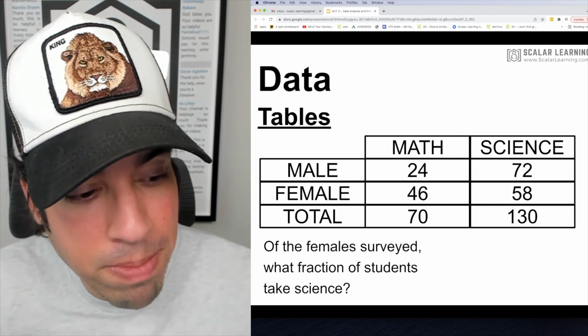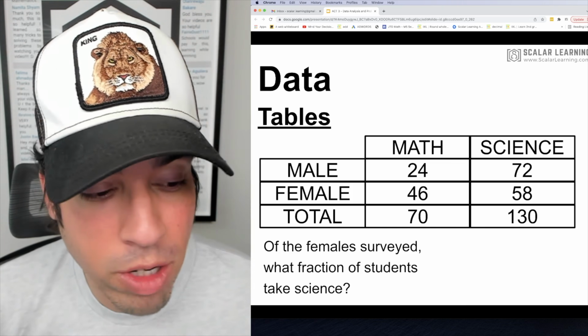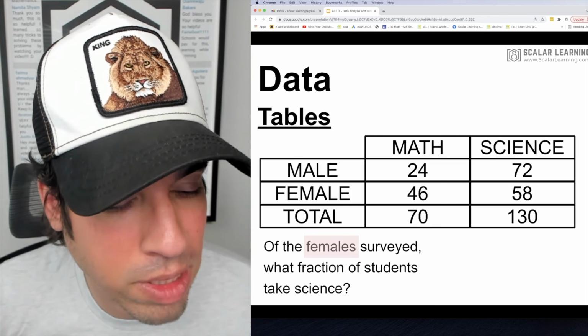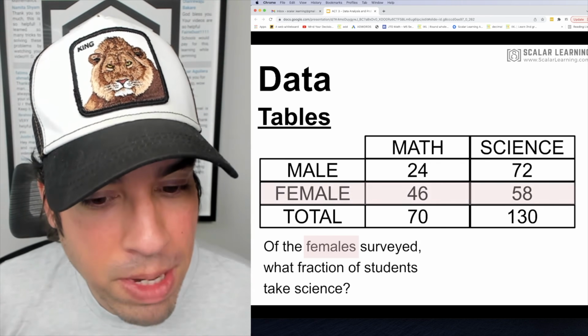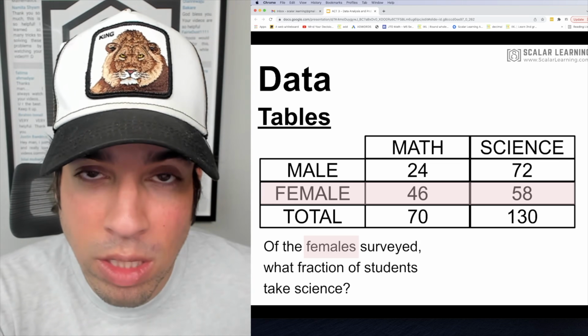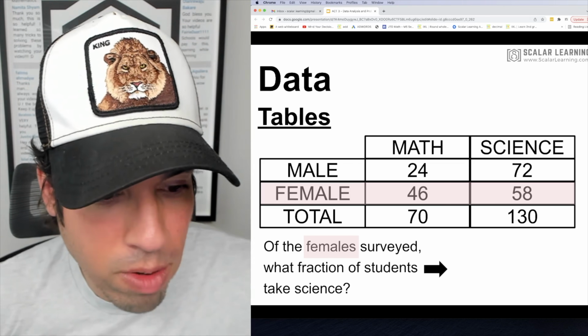So it says, of the female surveyed, what fraction of students take science? That limiting language is very important. When they say of the female surveyed, we are immediately down specifically to females. So I'm highlighting the female section because we don't even want to mess with the data in the other two rows. So we calculate our total from those females, right?